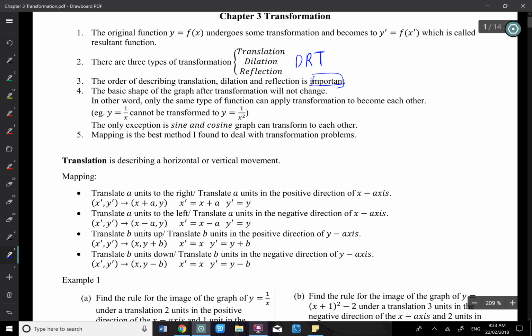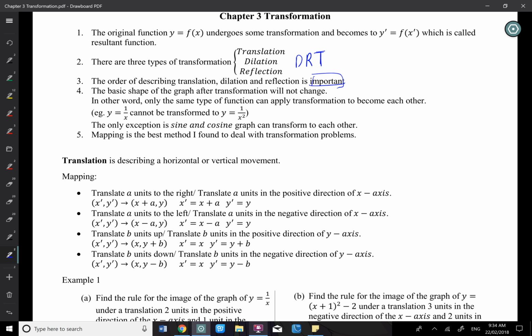It's not really that important for dilation and reflection, but whether the translation happened before the dilation or the translation happened after the dilation is very important. That's when you describe it. You need to be careful with that. Also be careful with the question it gives you. For example, they give you the original function and give you some transformation. They are not in the DRT order. They can describe in any order.